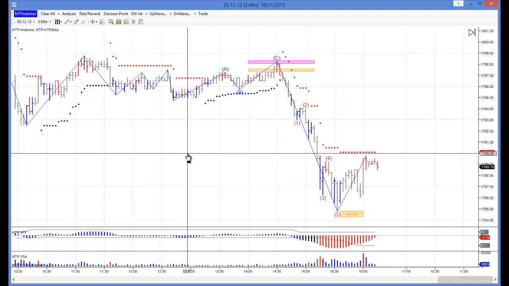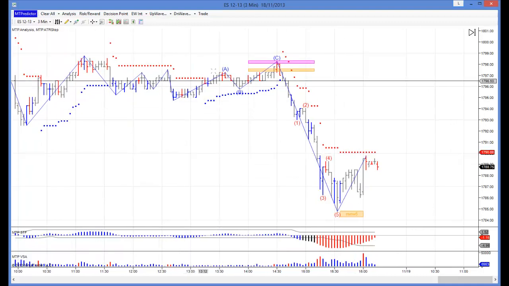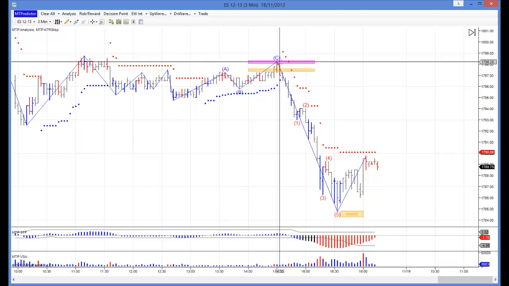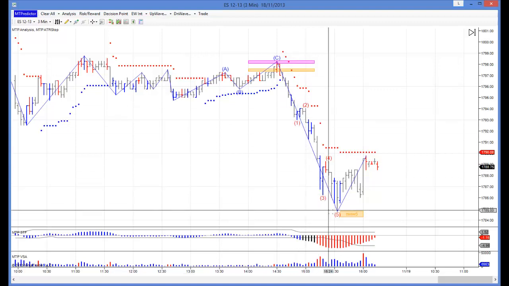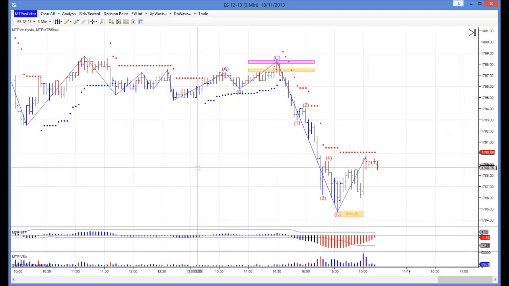They do actually unfold in specific patterns and specific ways that we can take advantage of with the tools in MTPredictor. So if you're looking at the ES, there's your ABC correction into the typical wave C WPT, which is our orange level there. The move then off that down to here was a lovely 1, 2, 3, 4, 5.